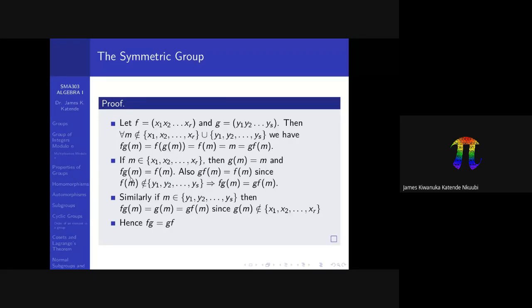So in that case, we can check that f of g(m) will be equal to f(m). And also g of f(m) will be equal to f(m). The reason is that f(m) will be retained within this set, to be one of the elements in this set. Because this is a cycle, anything inside this set doesn't get out. So it will also not be in the second set, and therefore will be fixed by g. So f(m) will always be fixed by g, because f and g are disjoint cycles, so that g of f(m) will always be equal to f(m). What about if you have f of g(m)?